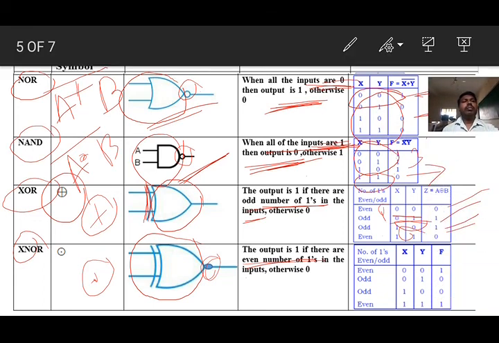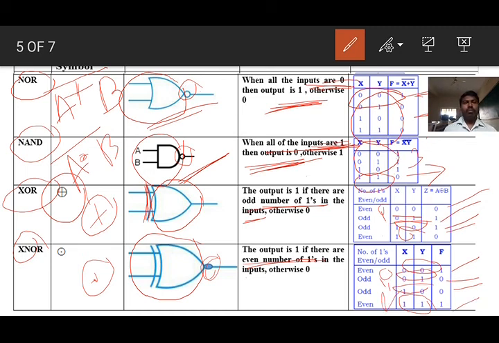Dear students, the first combination 0 0. How many ones? 0 ones. This is even, so the output is 1. Next, 0 1. In the input combination, only one 1 is there, which is odd, so the output is 0. Next, 1 0, the number of ones is 1, it is odd, so the output is 0. Next, 1 1, there are 2 ones, 2 is even, so the output is 1.